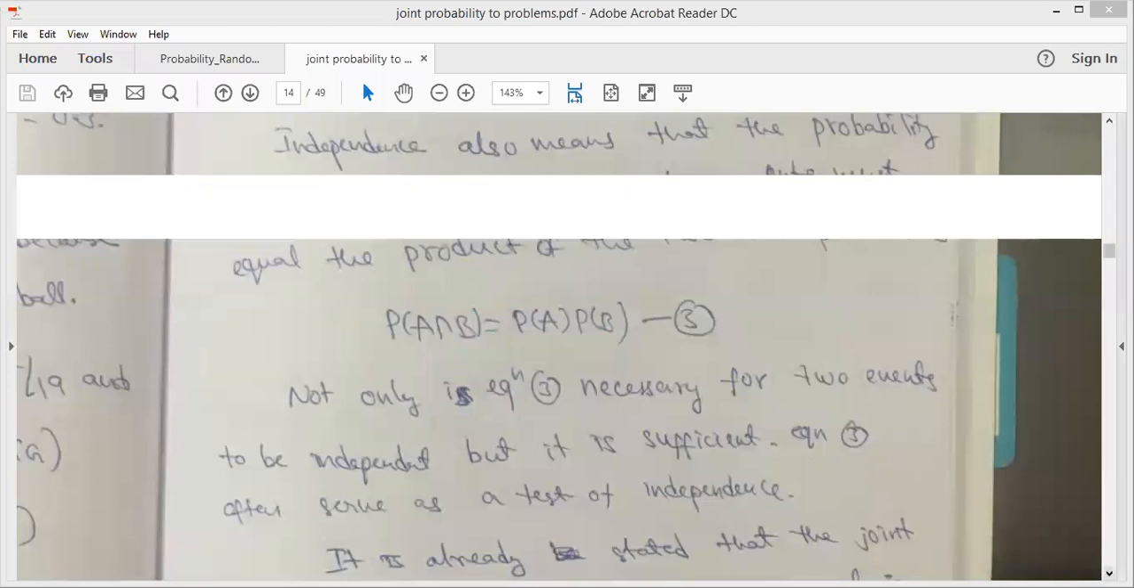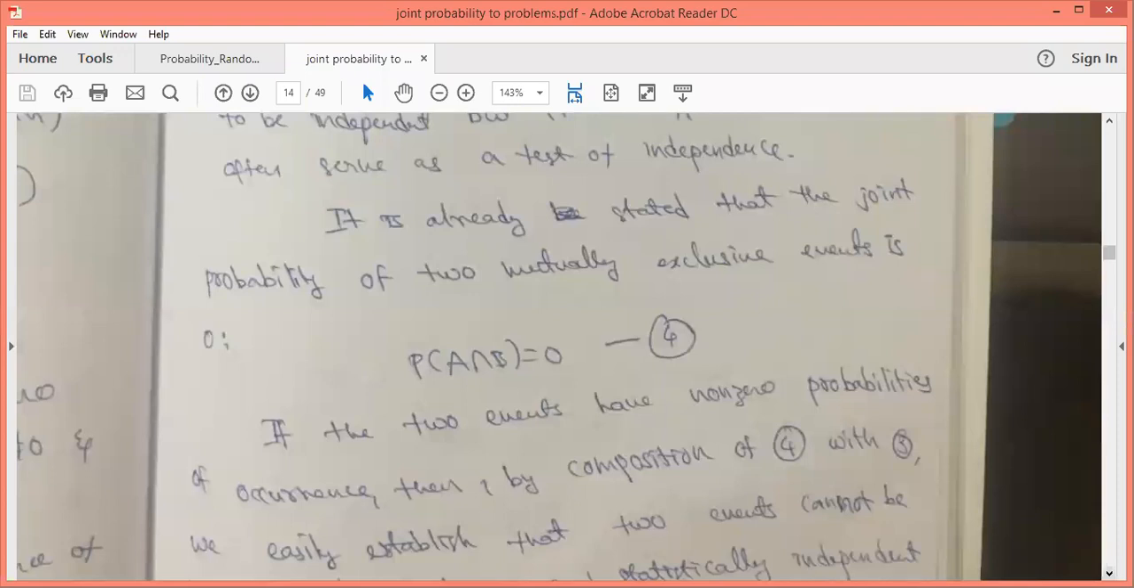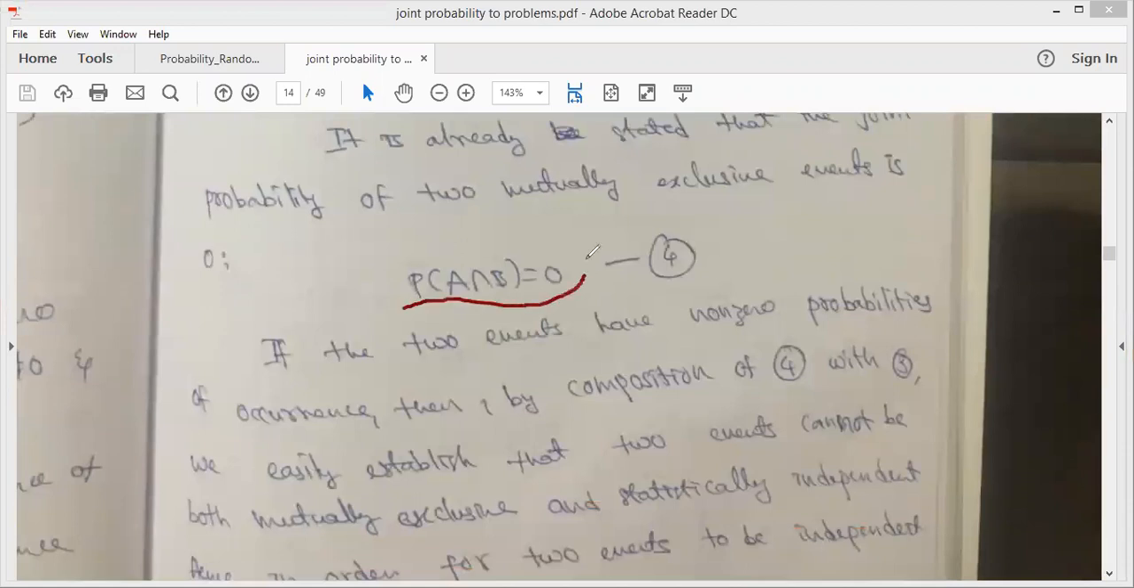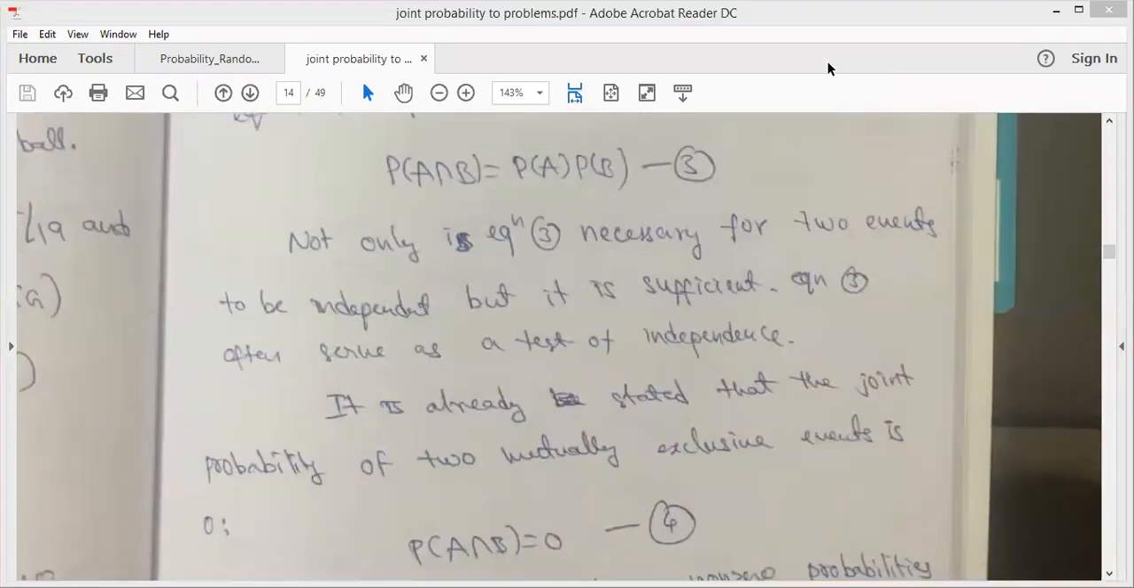Then we already discussed that if two events are mutually exclusive, we know that probability of A intersection B is equal to 0. From equation 3 we have discussed that for independent events, probability of A intersection B should be equal to probability of A into probability of B. If the two events are mutually exclusive, then probability of A intersection B is equal to 0.